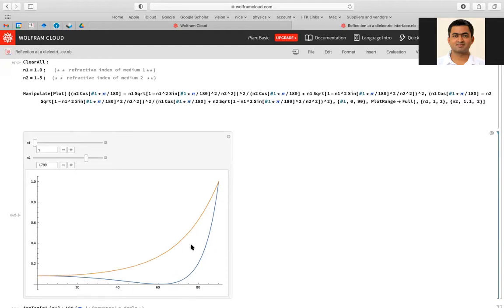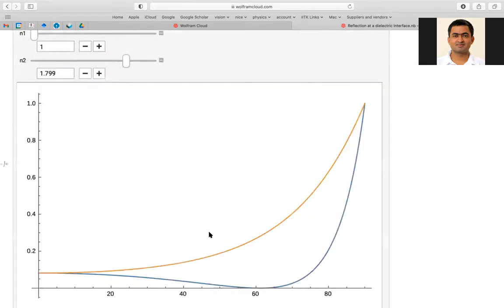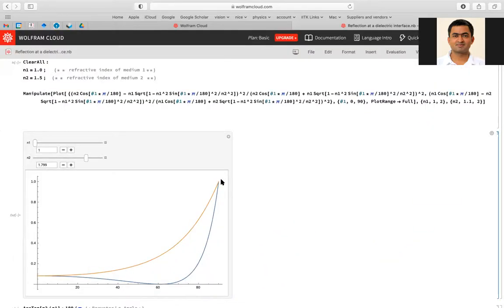But you see, qualitatively it remains the same. So for the S polarized light, for the angle of incidence 0 to 90, it continuously increases. But for the P polarized light, there is a point where the intensity gets to 0. And then, of course, it increases again to catch up with the S polarized light at 90 degrees.